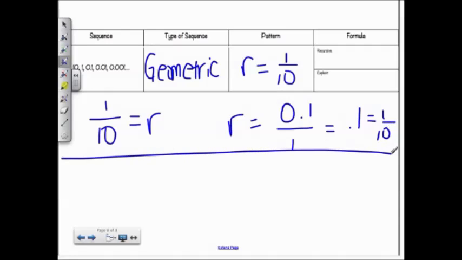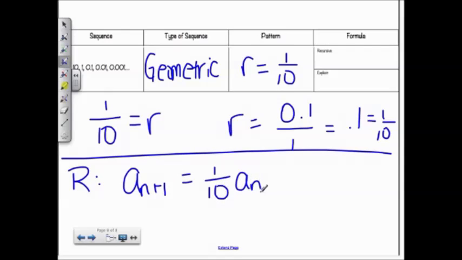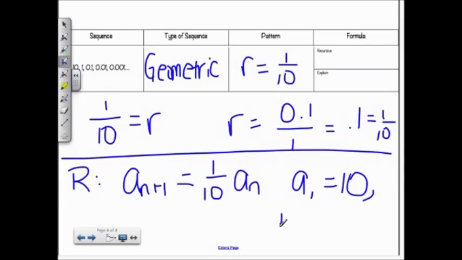All right, so the next thing that I need to do is I need to determine what is my recursive formula. So my recursive formula is going to say that a sub n plus 1 is equal to 1/10th of the term before it, which is a sub n. Let me just write this out one more time. 1/10th of a sub n for a sub 1 equals 10 and n is greater than or equal to 1. So you can go ahead and fill that into your recursive formula box.